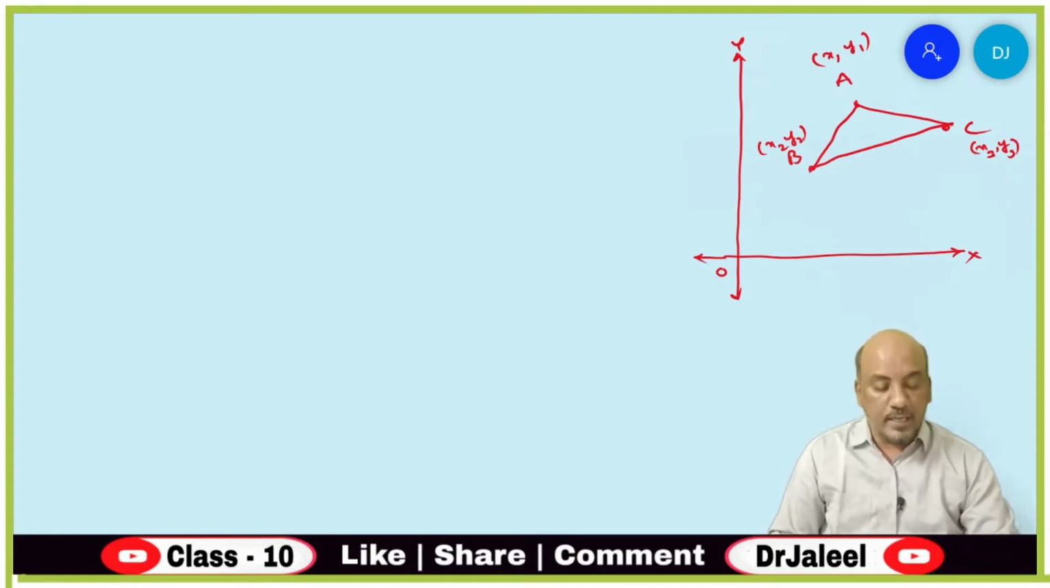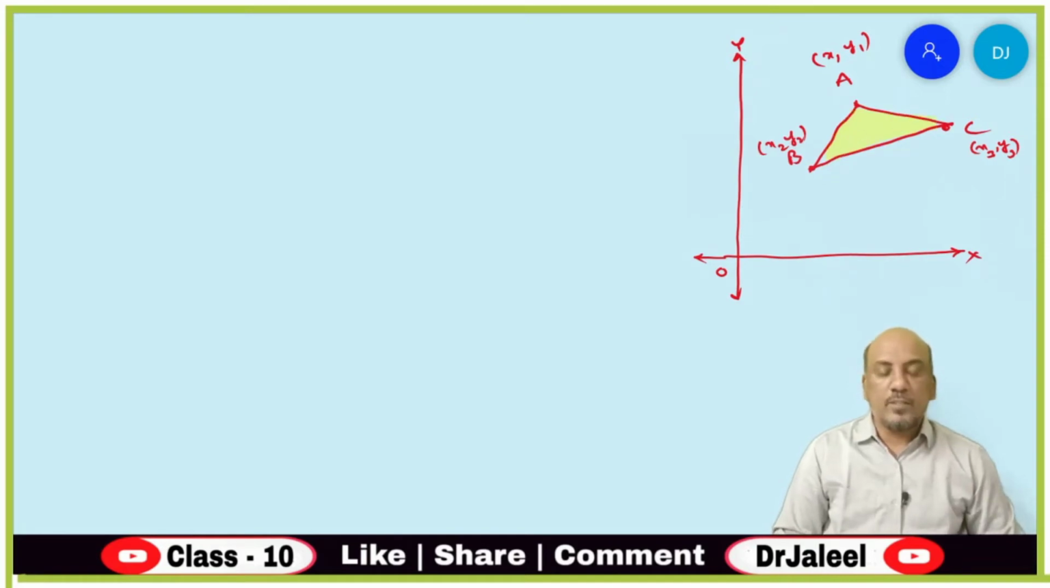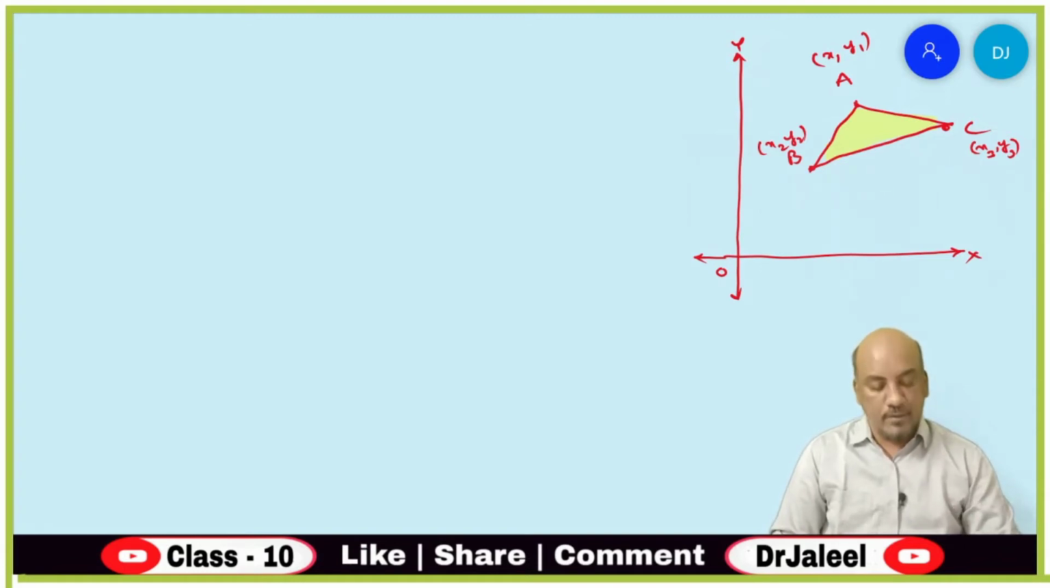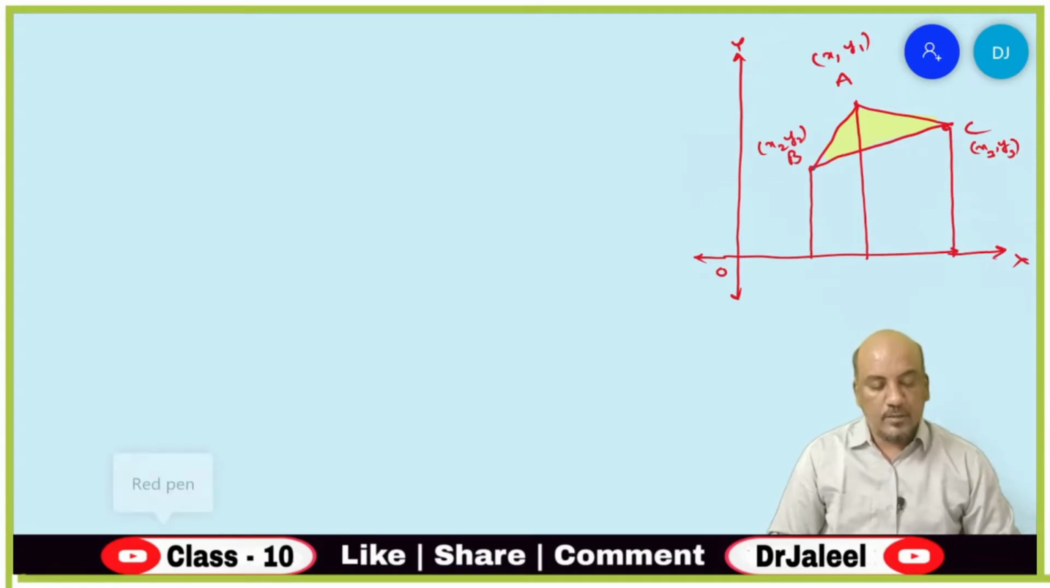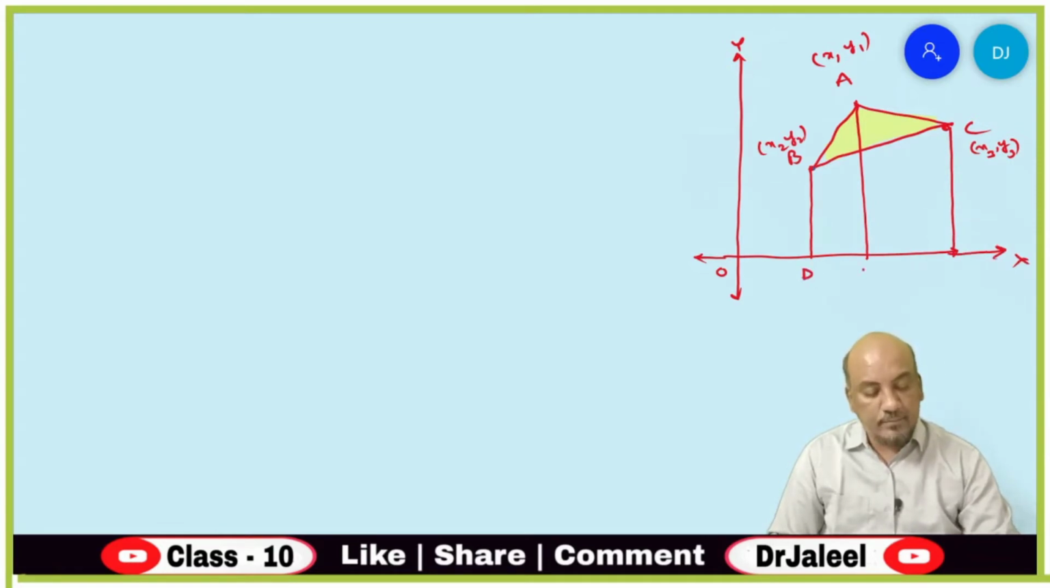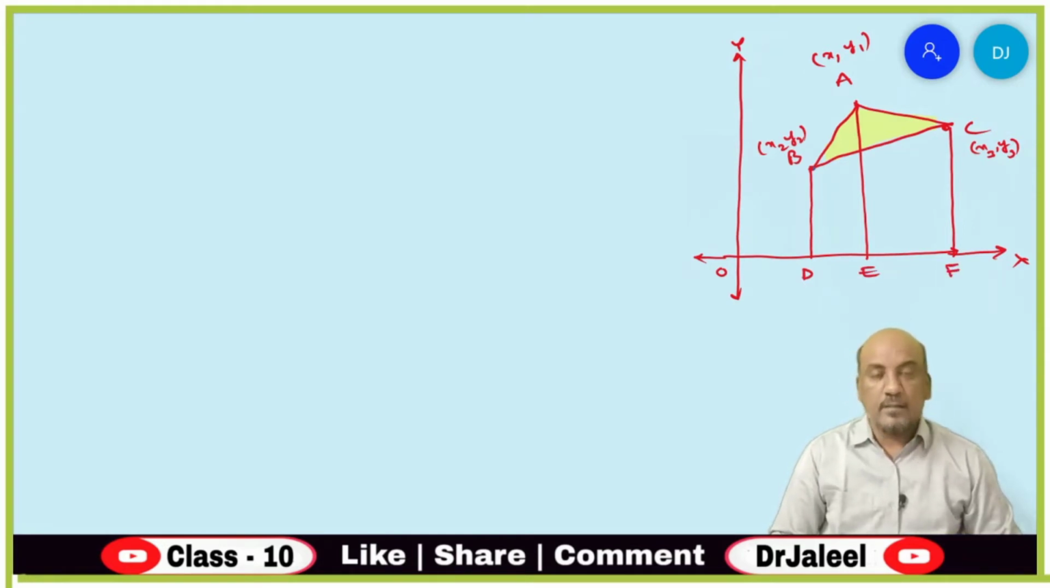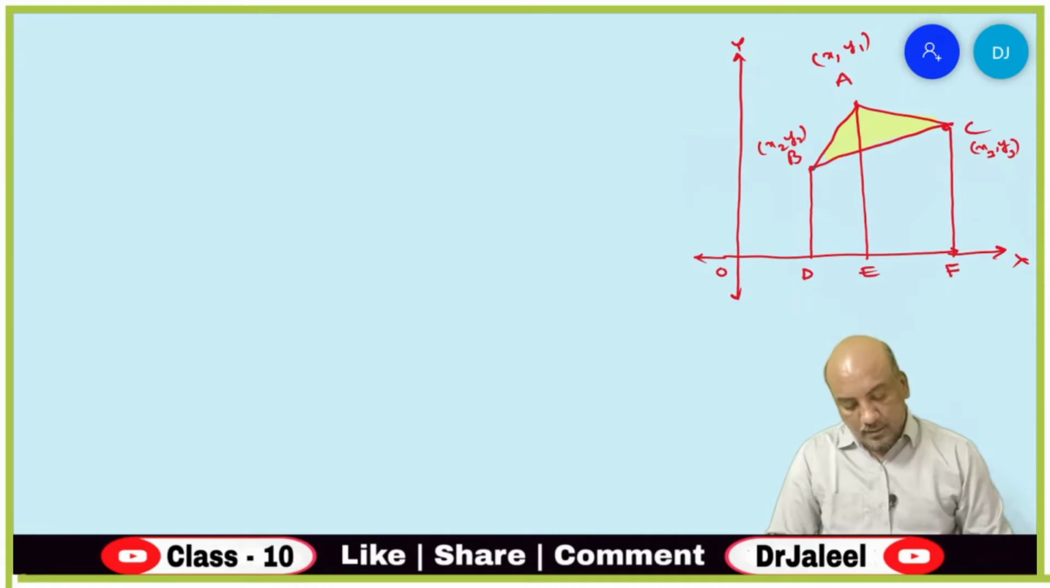So children, we are now supposed to find the area of this triangle. For this we will draw perpendiculars, as we have done in the distance formula and section formula. Let me draw one perpendicular from B onto the x-axis, from A another perpendicular, and from C one more perpendicular. Let us take these points as D, E, F. So children, now our construction is completed. Now we will go for presenting this.